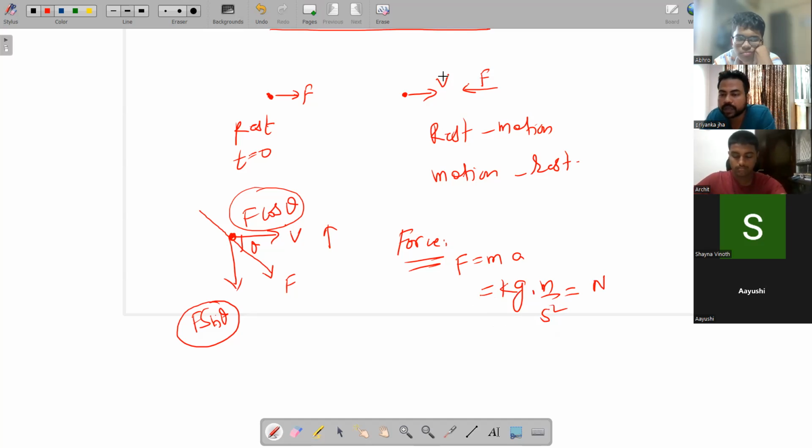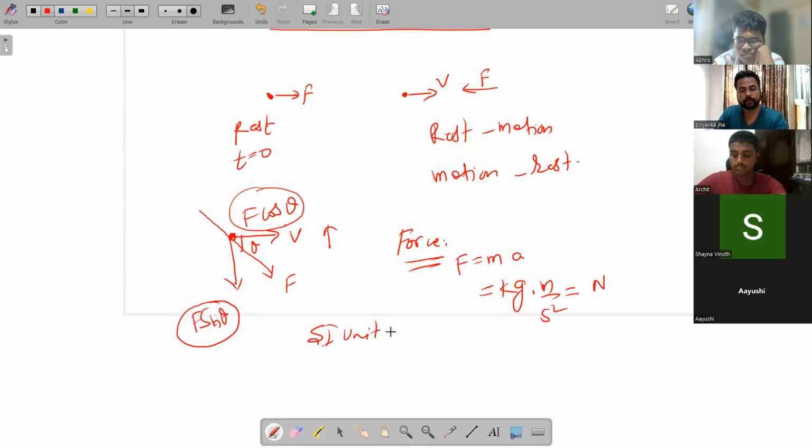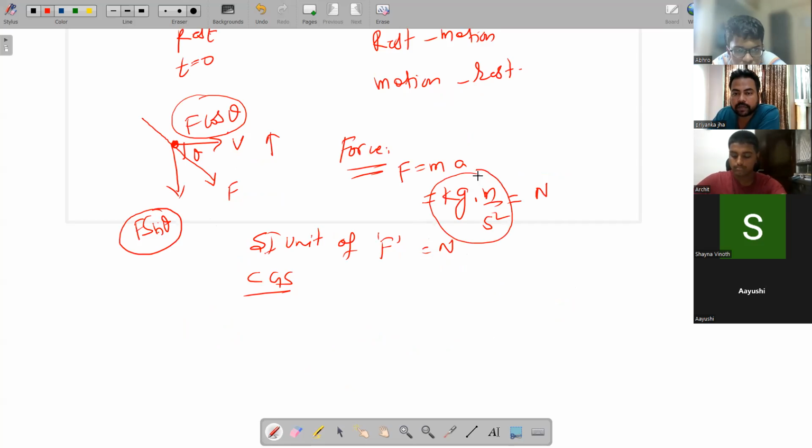How do we define Newton? If 1 kg mass is traveling with an acceleration of 1 meter per second square, this is equivalent to 1 Newton. Correct? So the SI unit of force is Newton. But what is the CGS unit? See, dynes. Yes, dyne.